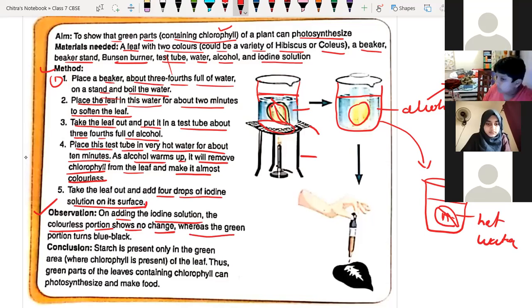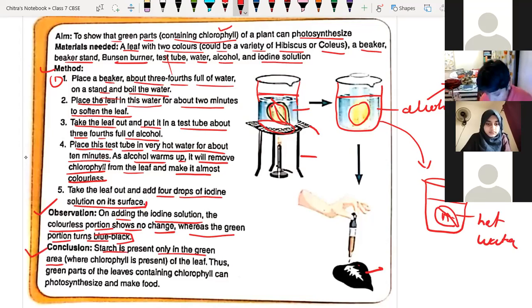Whereas the green portion turns blue and black in color, when iodine goes to the region where chlorophyll is present, that becomes black in color. So what is the conclusion? The conclusion is that starch is present only in the green area.